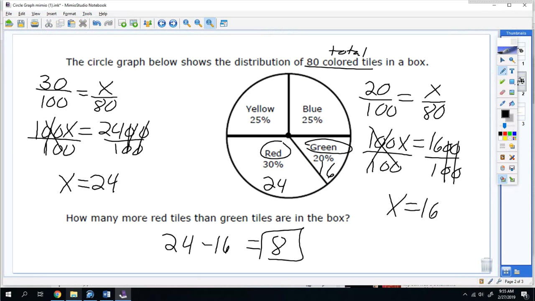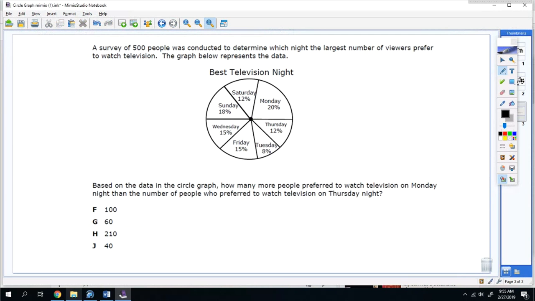Okay, last problem. And this last problem will be actually done on your foldable. So go to your foldable and find the circle graph. A survey of 500 people, so 500 people is your total, was conducted to determine which night the largest number of viewers prefer to watch television. The graph below represents the data. Based on the data in the circle graph, how many more people prefer to watch television on Monday night than the number of people who prefer to watch television on Thursday night?